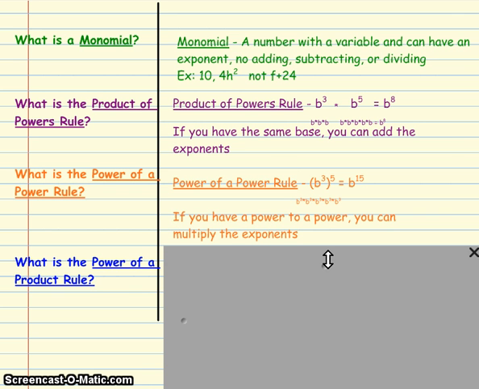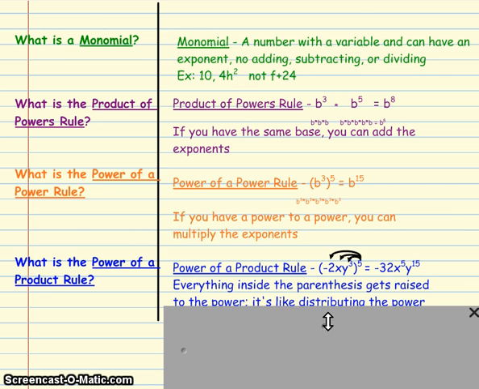And the last one is a little more complex. It's the power of a product rule. Power of a product is when you've got a problem like negative 2x y to the third inside parentheses, and then to the power of 5 outside the parentheses. What you can do is this exponent gets distributed to each thing inside the parentheses.